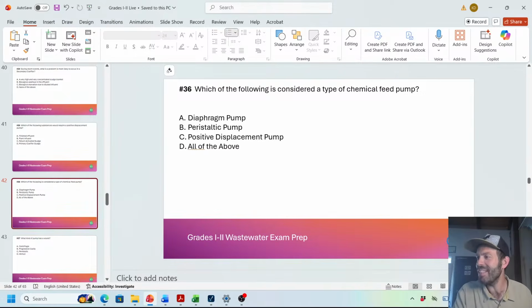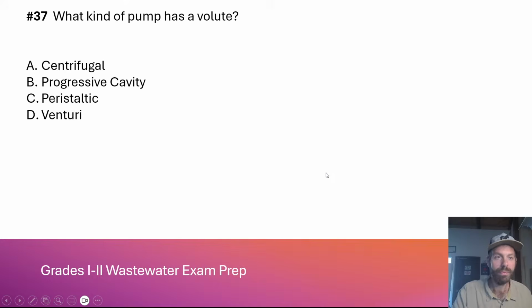All right, so let's get back to it. Number 37, what kind of pump has a volute? A, centrifugal, B, progressive cavity, C, peristaltic, D, venturi. And that would be a centrifugal pump.